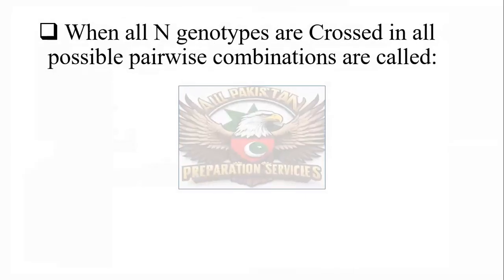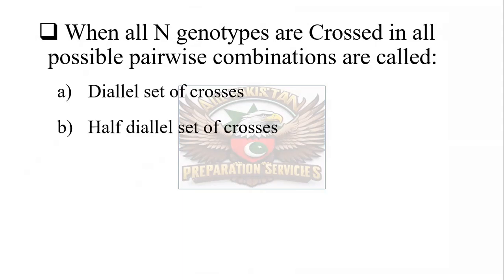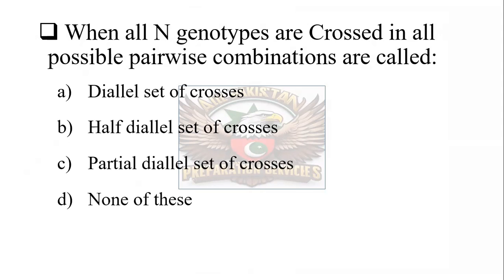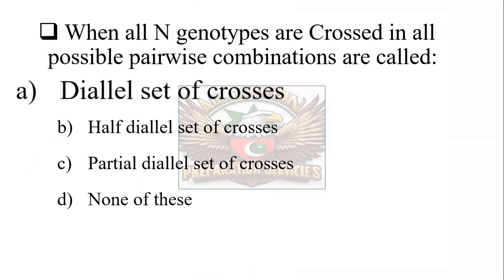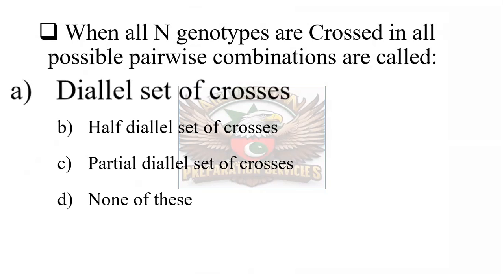When all n genotypes are crossed in all possible pairwise combinations, it is called diallel set of crosses, half diallel set of crosses, partial diallel set of crosses, or none of these. And the correct one is diallel set of crosses. When all n genotypes are crossed in all possible pairwise combinations, this is called diallel set of crosses.